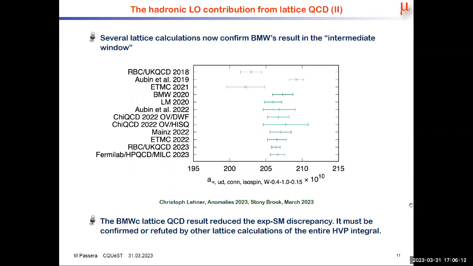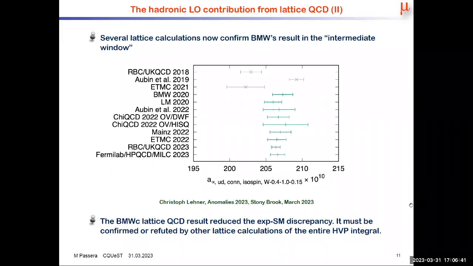Now the point is that we absolutely need to have other collaborations reach the same result and confirm or refute this result at the same level of precision. Because then we have to understand why there is a difference between this BMW result and the result from the hadronic data. They should be determining the very same thing, but the results are not the same.